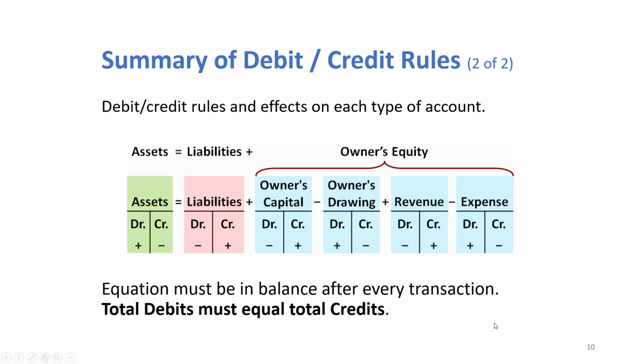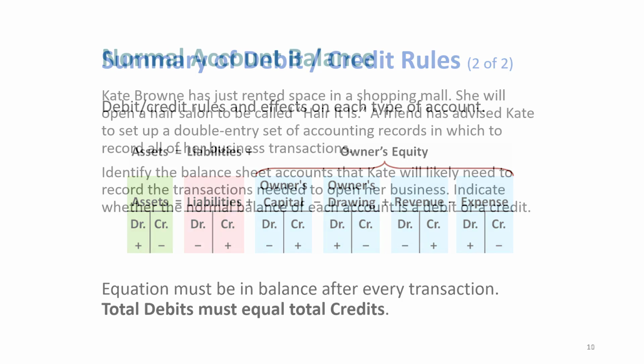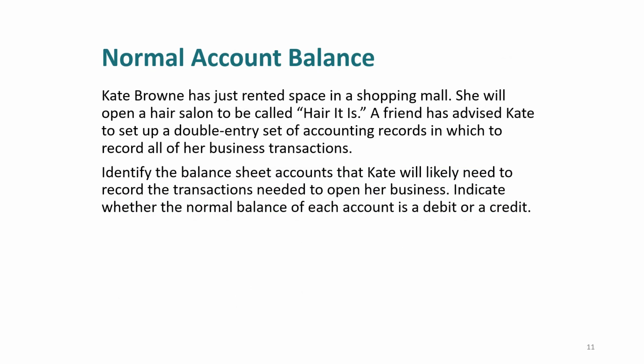And this is another way of illustrating how debits and credits affect assets, liabilities and owner's equity. At the end, you must remember the total debits must equal the total credits. Let's go through an example.